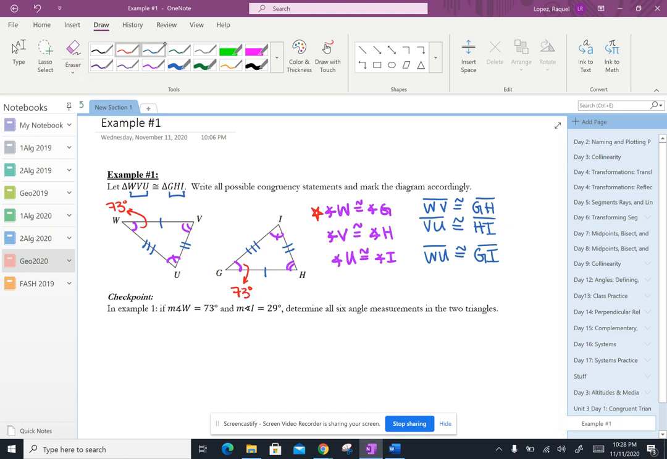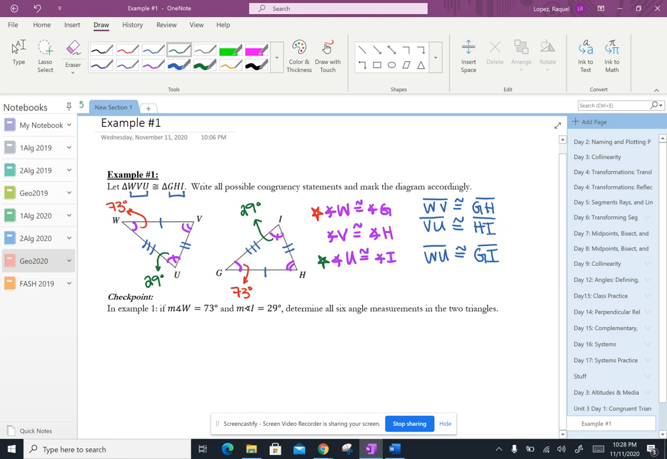Okay, and then let's take a look at the next thing that they tell us, which is angle I measures 29 degrees. So angle I, this is 29 degrees. So if angle I is 29 degrees, then that means the other angle that has the same marking as angle I is also 29 degrees. So angle I is the angle that has the arc and the tick mark through it, and that matches angle U. So angle U has the same marking, so that means that angle U is also 29 degrees. And if we don't get that from our diagram, we can get that from our congruency statement right here.